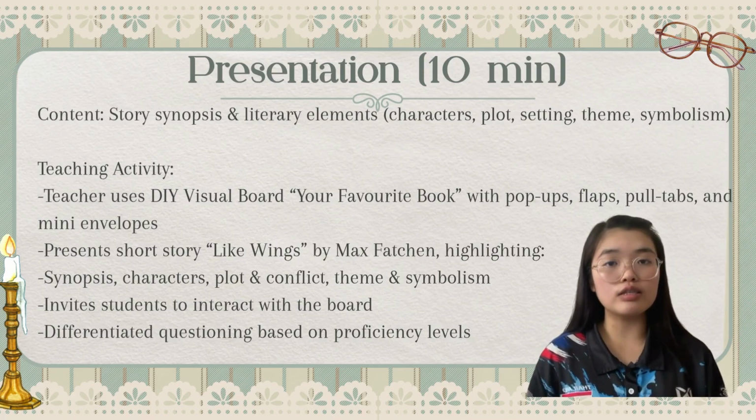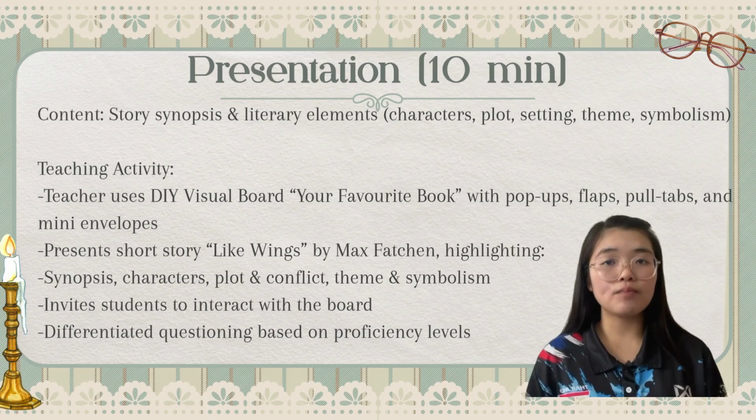The first one is synopsis, a brief retelling of the story. The second one is characters, Shane, who is the main character, and other supporting characters. And third one is plot and conflict, Shane's personal struggles and emotional growth. The last one is themes and symbolism, where wings represent freedom, courage, and also dreams.